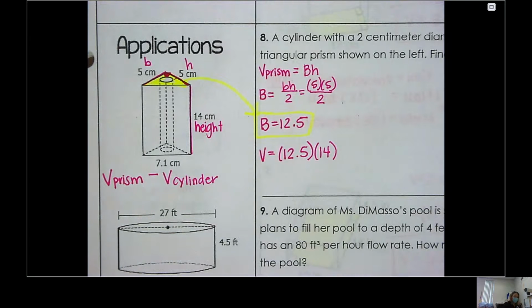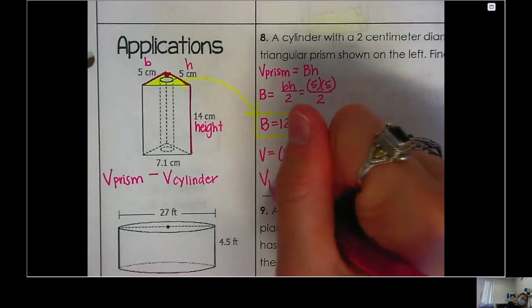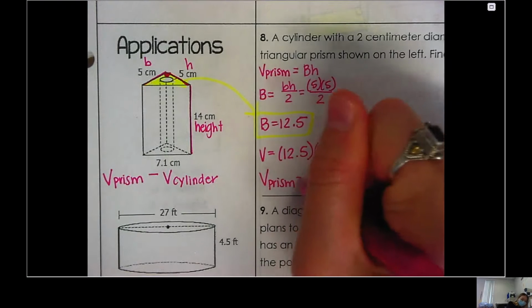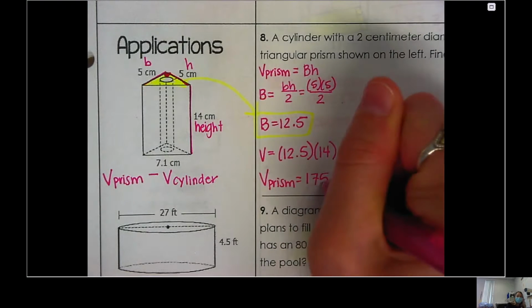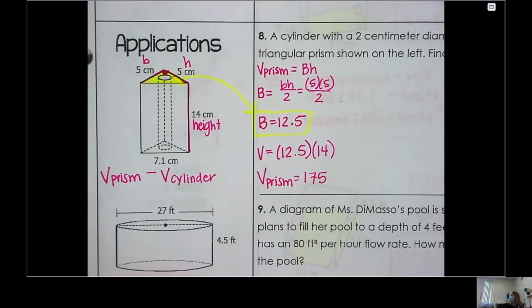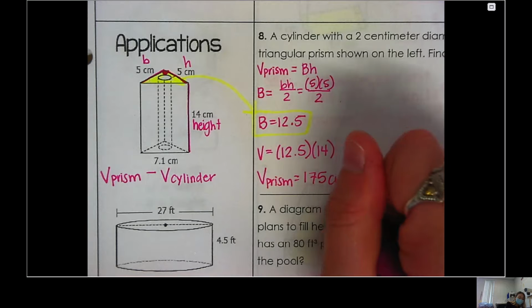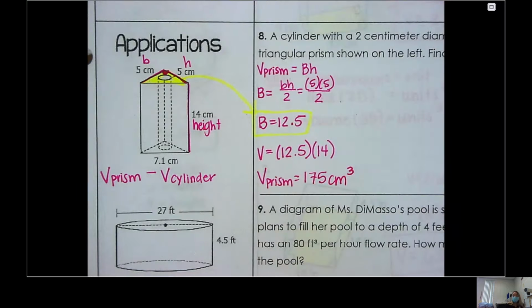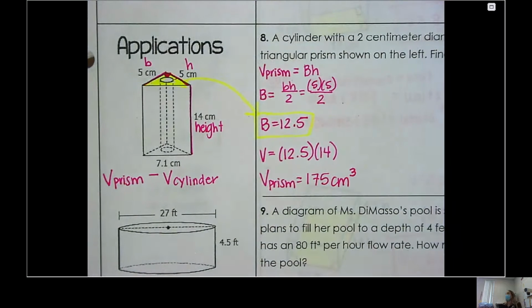175. Beautiful. So the volume of my prism is 175 what? Centimeters cubed. Good. So any volume is always cubed. Good. So we've got the first part done. We've got the volume of my prism.